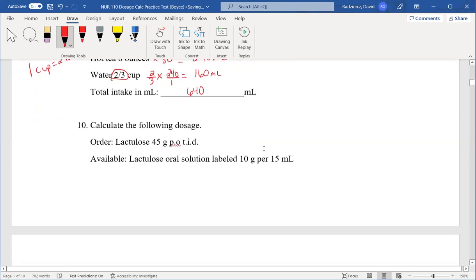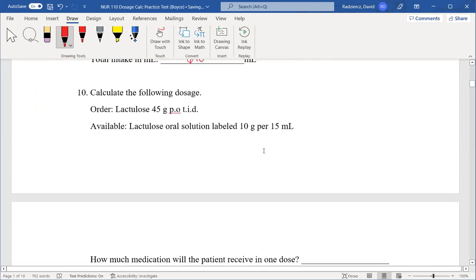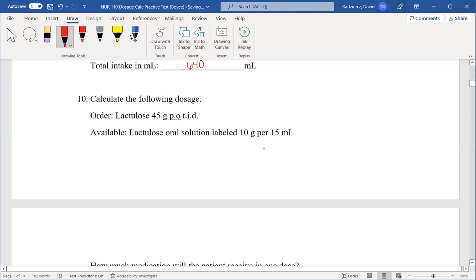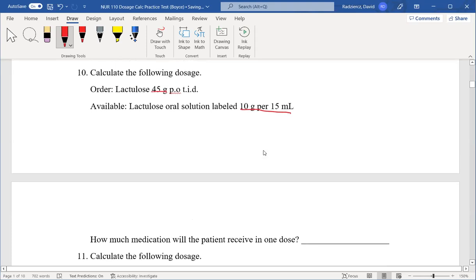All right, next set. So for lactulose, 45 grams by mouth TID, and it says it's available as an oral solution, 10 grams per 15 milliliters. So for our order, we have 45 grams. For our available, we have 10 grams per 15 milliliters. And then the question goes on, it says, how much medication will the patient receive in 1 dose?